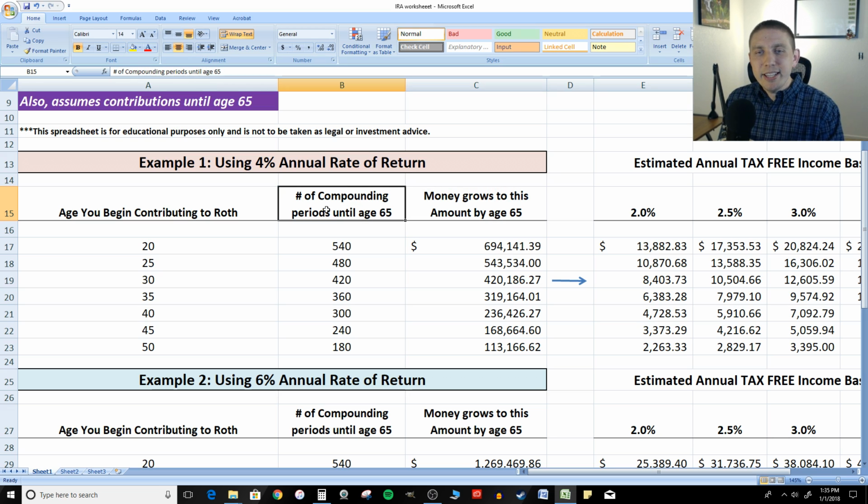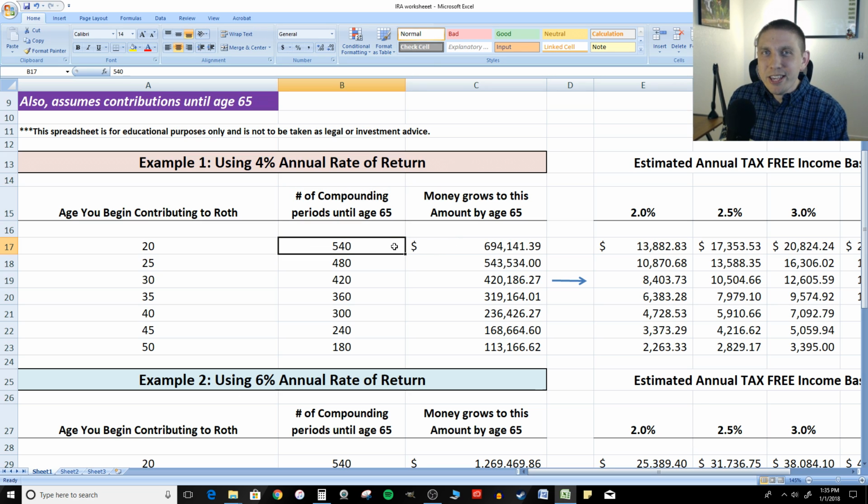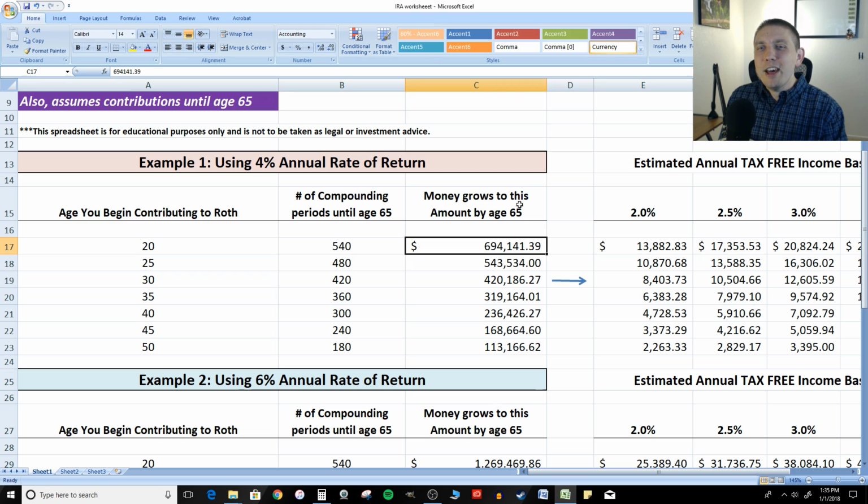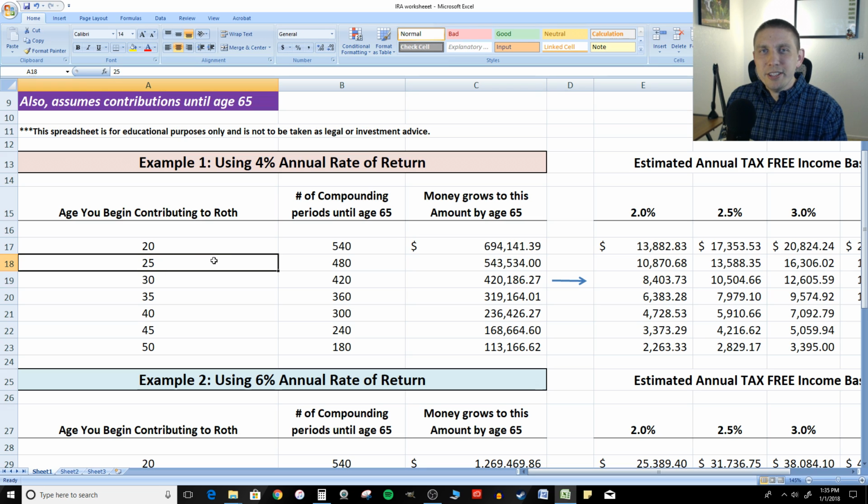As you can see here, and I'm not going to read over all the numbers, but if you started at age 20 and invested $5,500 a year for 45 years, that money would grow into roughly $700,000, okay? Now, I'm not going to read every one of these because you can take a look and download the spreadsheet for yourself. All you need to have is Microsoft Excel 2007.